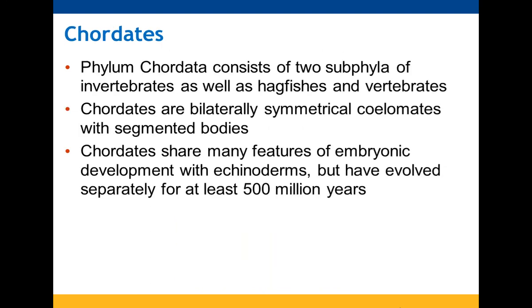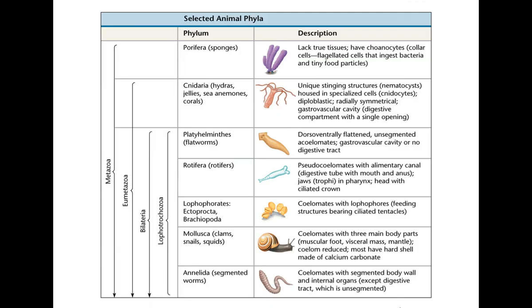Chordates consist of two subphyla of invertebrates, as well as hagfishes and vertebrates. Chordates are bilaterally symmetrical coelomates with segmented bodies, and they share a lot of embryonic development features with the echinoderms, but definitely have evolved on their own for the last 500 million years. And we'll spend more time again on them in chapter 34.